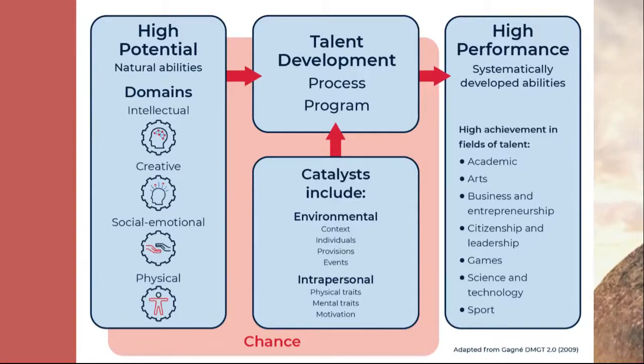The sequence constitutes the heart of the DMGT. Three types of catalysts help or hinder that process, which are important to note, and these include intrapersonal catalysts, so personal traits and self-management processes, environmental catalysts like socio-demographic factors, psychological influences, for example, from parents, teachers, or peers, and special talent development facilities and programs, as well as chance. That can be looked into further with your handout.